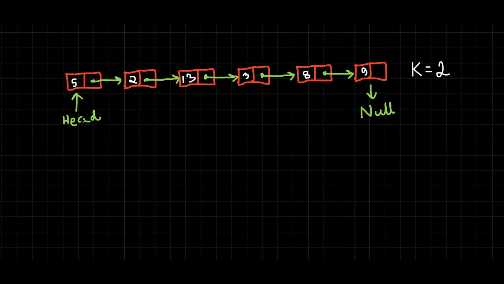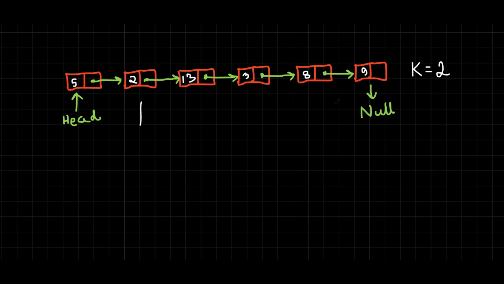To understand the algorithm, let's take this example here. The linked list contains 6 elements, which are 5, 2, 13, 3, 8, and 9, and the value of k is 2. That means we have to swap the second element and the second last element. So it will become 8 and 2. So this 2 and this 8 will be swapped, and the linked list will become 5, 8, 13, 3, 2, and 9. So this is the basic problem statement.